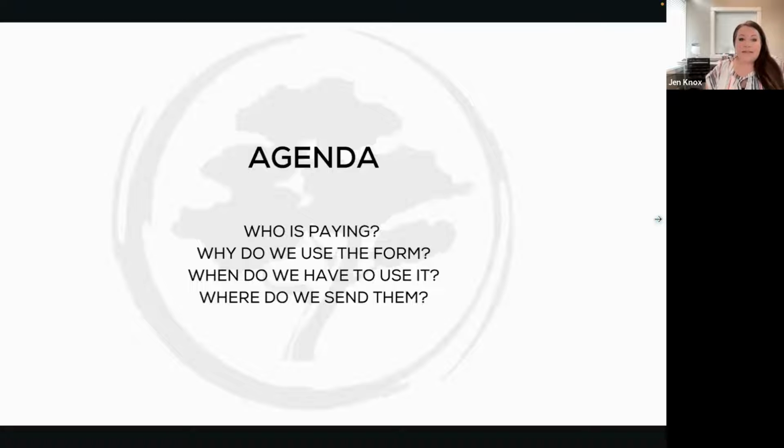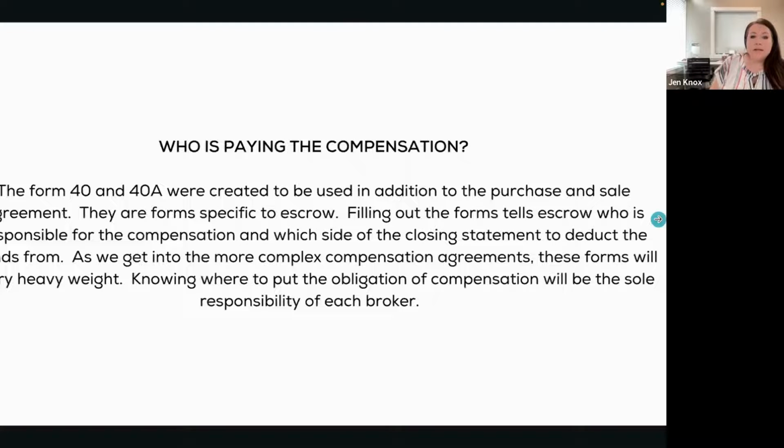In this class or in this discussion about these forms, what I really want to pinpoint is, number one, that we can decide who's going to be paying, why we would use the forms that we've chosen, when do we have to use them, and where do we send them? So who is paying the compensation?